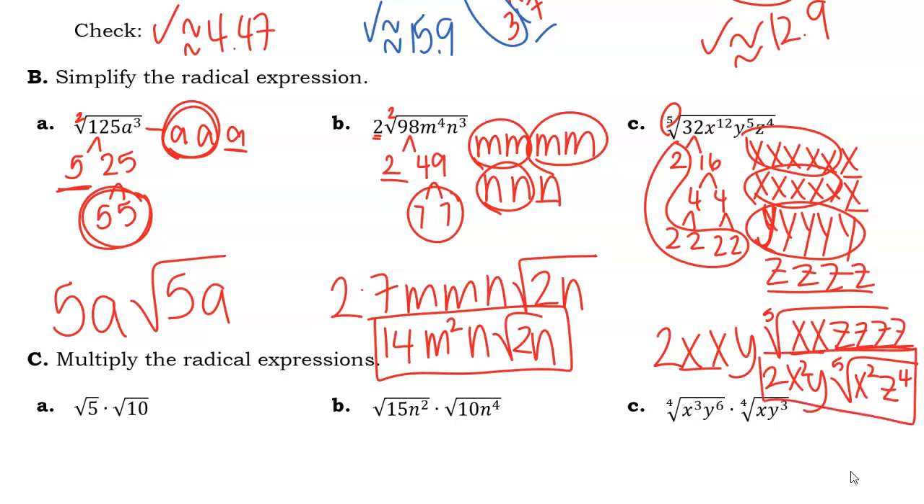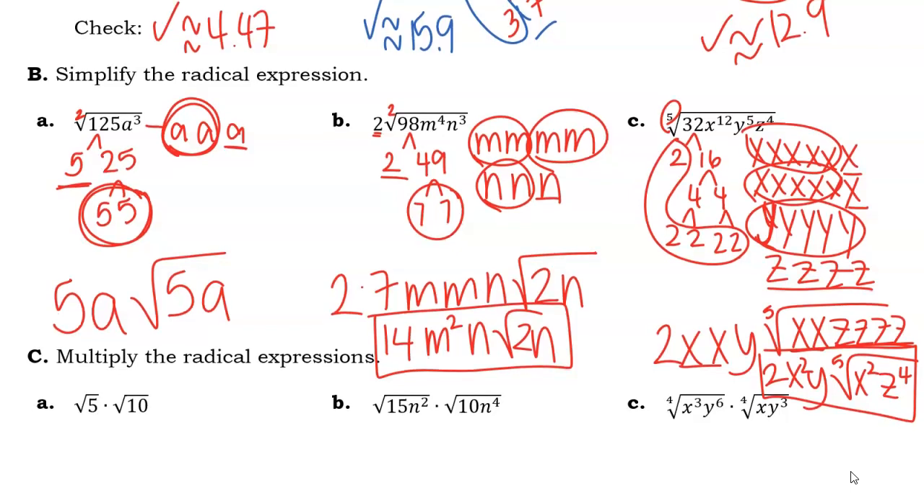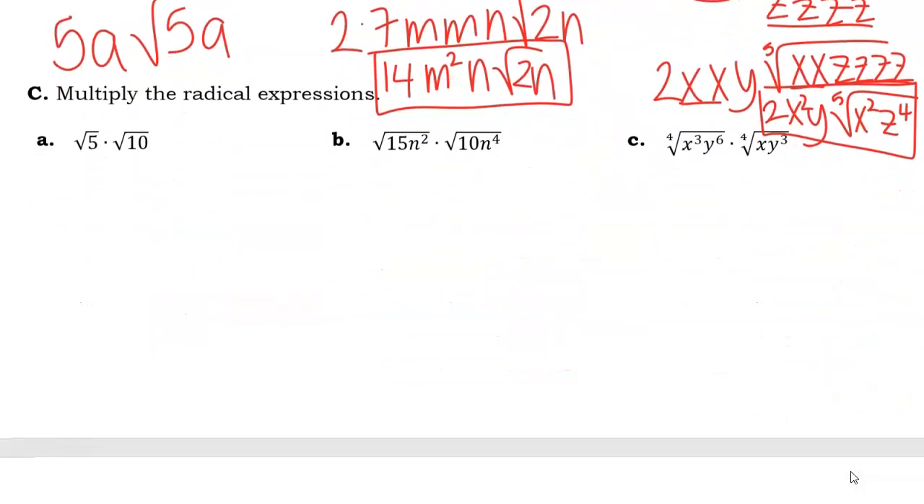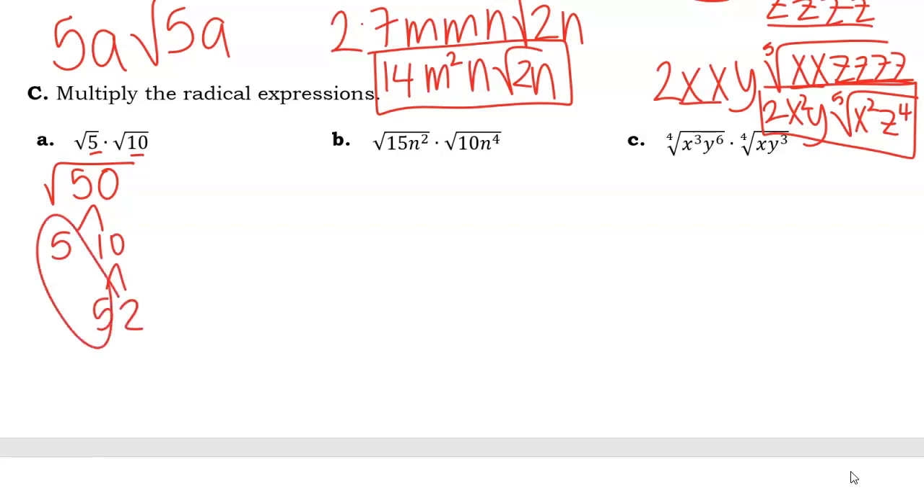Let's go crazy with a couple more. Example C. Multiply the radical expressions. Letter A, radical 5 times radical 10. What we're going to do is multiply our radicands together. 5 times 10 becomes 50. And then we're going to break him down. I guess we can go right back to 5 and 10. 5 and 2. I got my pair of 5s. He comes out. 2 left over. 1 5 comes out, 2 left over. Final answer.